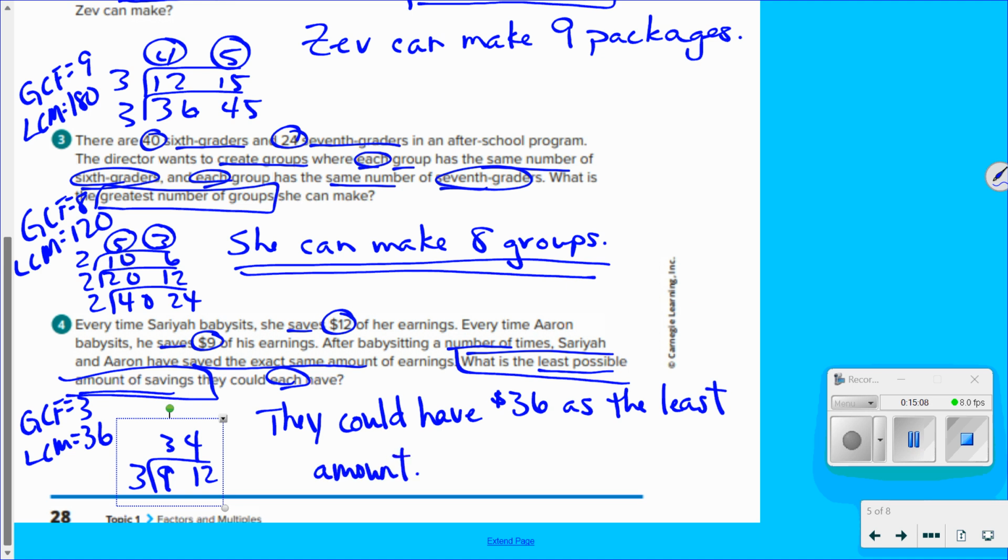Okay, so quick question. What do the 3 and the 4 in this case mean? Days. What do you mean days? Like how many days they babysat. Good. How many days each of them babysat? So Soraya charges more, so it takes her 3 days. Aaron charges less, takes him 4 days to earn the same amount of money. Make sense?